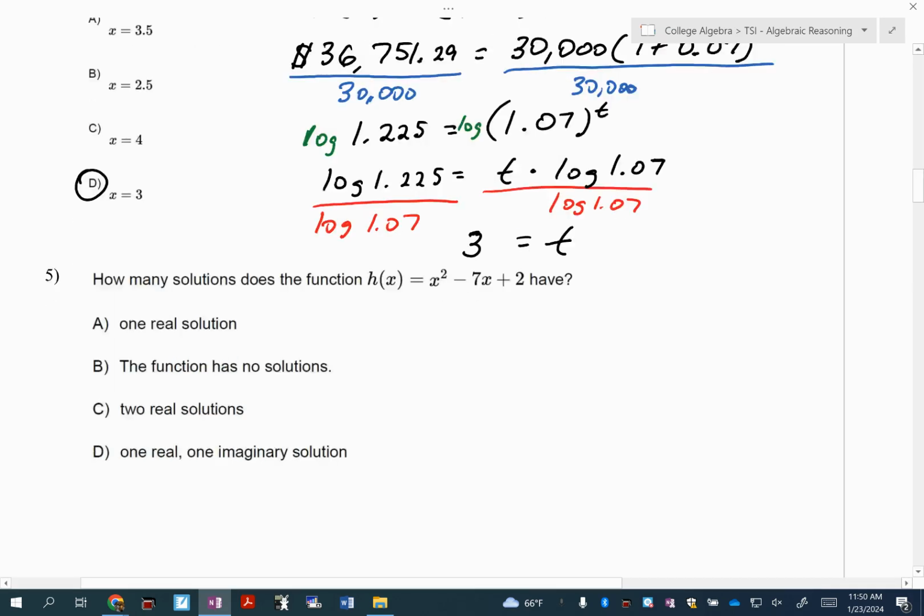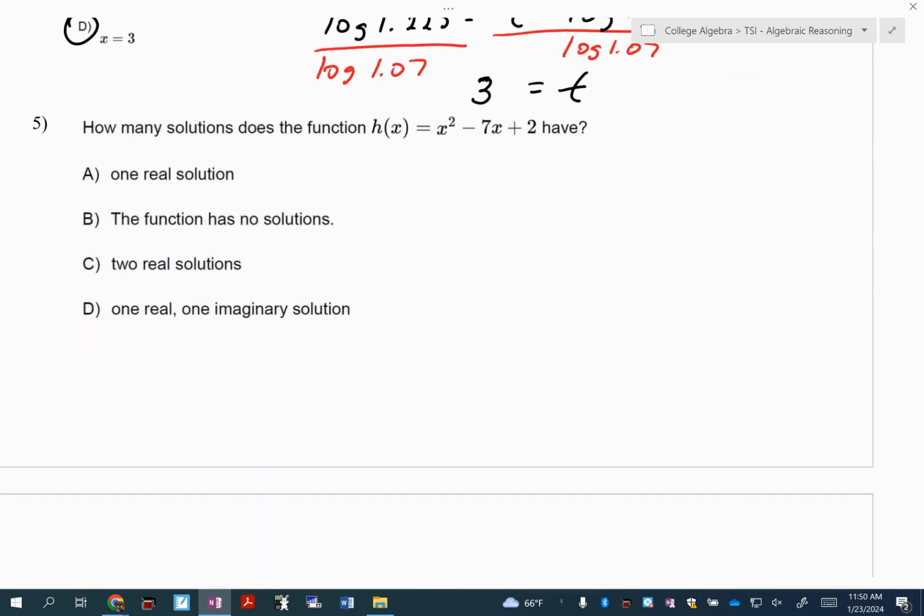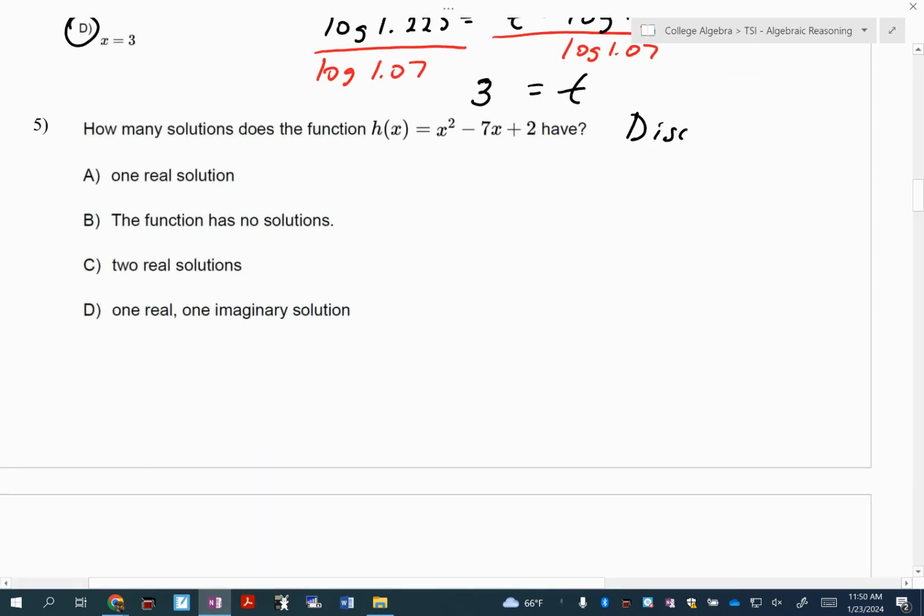Okay, number 5. How many solutions does this quadratic function have? This is actually a question from your days in Algebra 2, talking about something called the discriminant. The discriminant, which is b squared minus 4ac, you probably recognize that from part of the quadratic formula. The sign of that will help you determine the type and number of solutions of a quadratic.